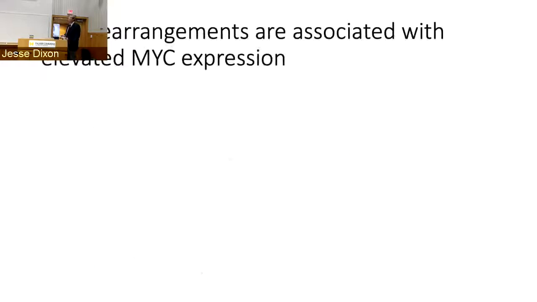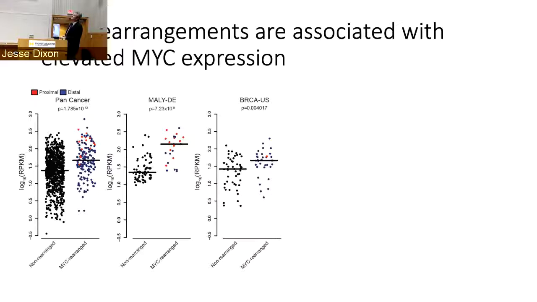So the other thing that's cool about looking in the ICGC data is they have RNA-seq data for not all of the 2,000-something patients, but a lot. And so we can ask, do these also show elevated MYC expression? Looking across all tumor types, we do see elevated expression of MYC in tumors that have these inter-TAD rearrangements at the MYC domain compared to ones that don't.